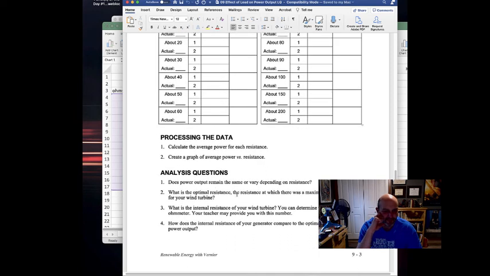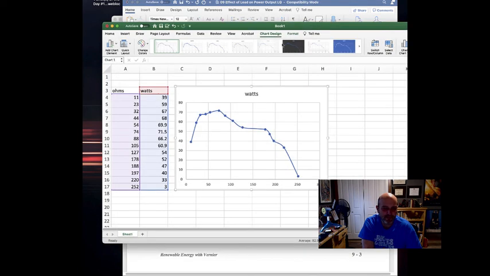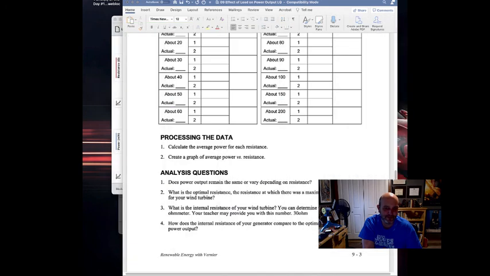Then you have to answer these questions here. It says, what is the internal resistance of your wind turbine? The basic answer here is it's 30 ohms on yours. And it says, how does the internal resistance of your generator compare to the optimal resistance for the power output? You can tell they've designed it to be right around the right size, so it works well. So that's that answer.